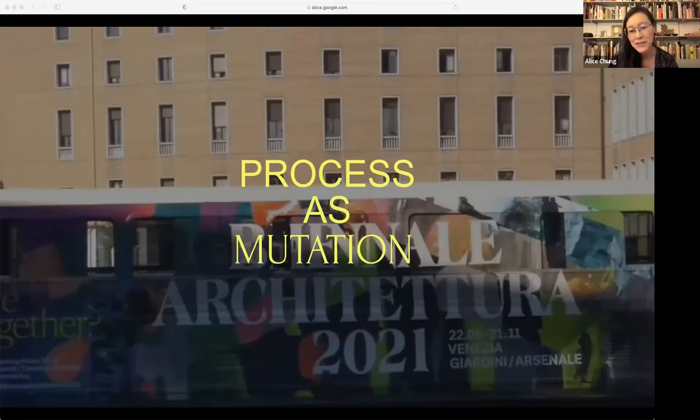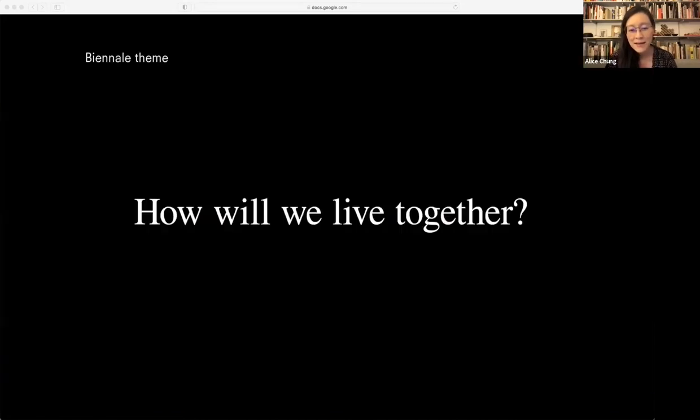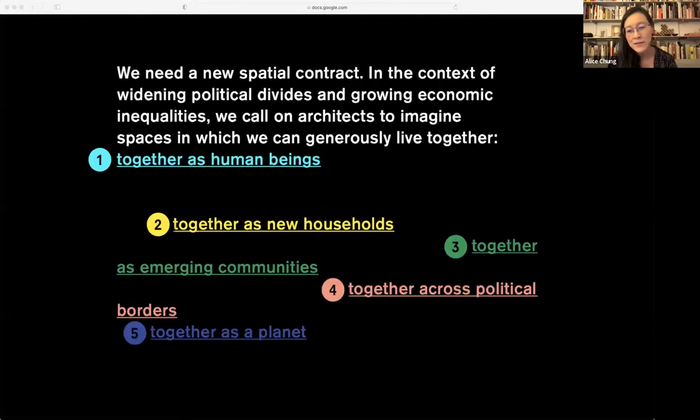Every iteration shifts a particular form or a typography, a color, texture, or gradient. It's never about reinventing the wheel. It's really about evolving a form. The theme, How Will We Live Together, developed pre-pandemic by Biennale curator Hashim Sarkis, and it really resonated for us. How Will We Live Together was viewed through the lens of five different scales. How do we live together as humans, as new households, as emerging communities, across political borders, and as a planet? This concept became the organizing principle for how the design was developed.